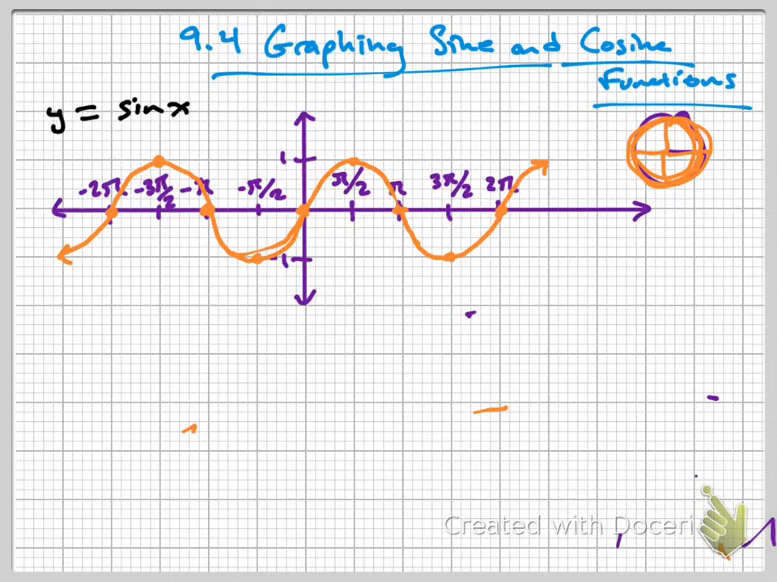This is my y equals sine of x curve. And the terms we're going to use are, first, the amplitude. The amplitude is actually this measurement. That's how high the curve goes from the middle of the curve. So this one has an amplitude of 1.